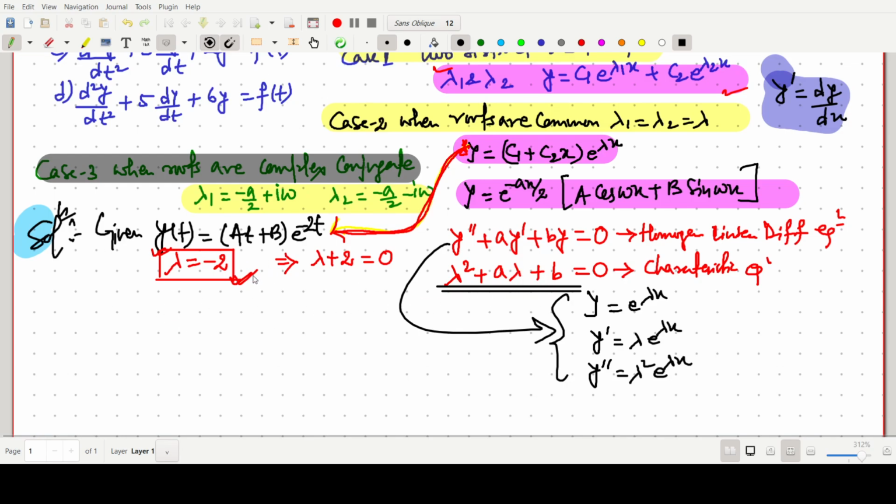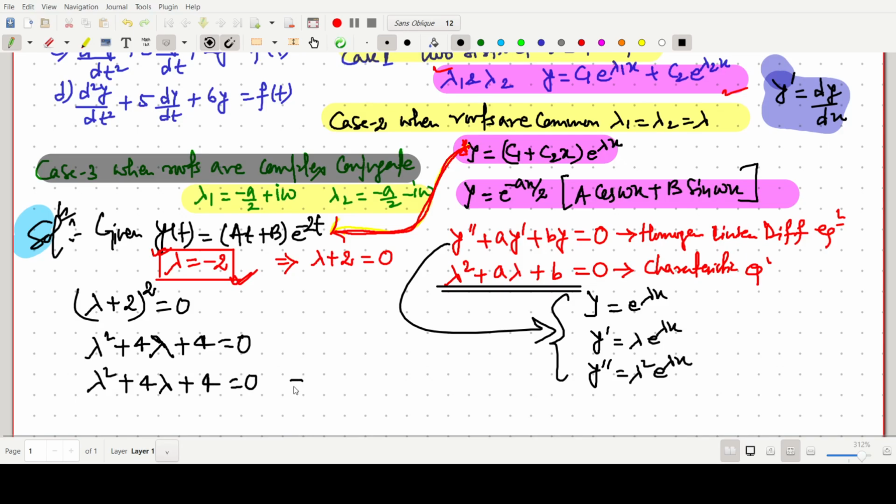Now this one is a common root problem, so we can write directly lambda plus 2 whole square equals 0. So lambda square plus 4 lambda plus 4 equals 0. Once again, lambda square plus 4 lambda plus 4 equals 0. So now instead of lambda square, we can write d2y by dt2, plus 4 dy by dt, and the y term will also be there, so plus 4y equals 0.